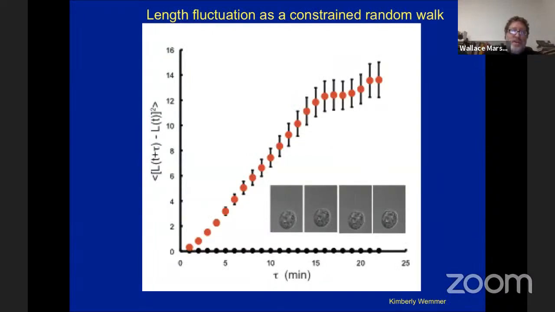So if we measure the difference in the length of the two flagella within a cell, and we plot the mean squared change in that difference versus the time lag, what we see is that the lengths are constantly fluctuating, and they are doing a constrained random walk. So at a certain length, on the order of square root of 12 microns, you don't see any fluctuations beyond that.